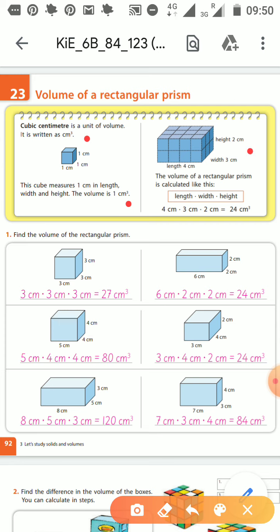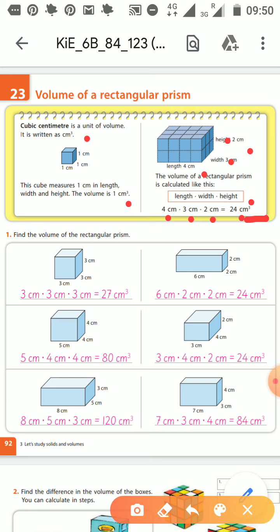So if we take a bigger figure here, you can see on this little equation here, it's length times width times height. All you've got to do here is do the length, which is 4, times the width, which is 3, times the height, which is 2. So we've got here 4 times 3 times 2. 4 times 3 is 12. 12 times 2 is 24. But remember this little cubed bit at the end, the little 3.